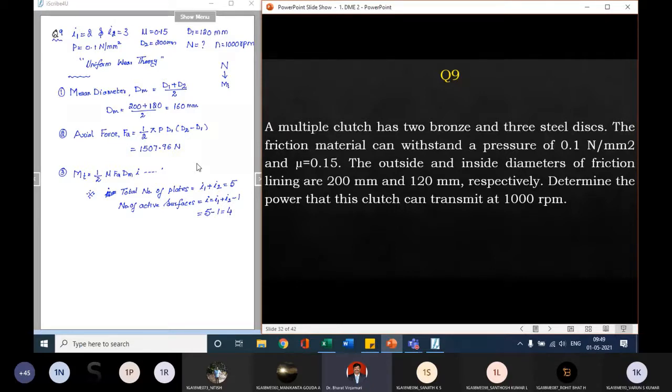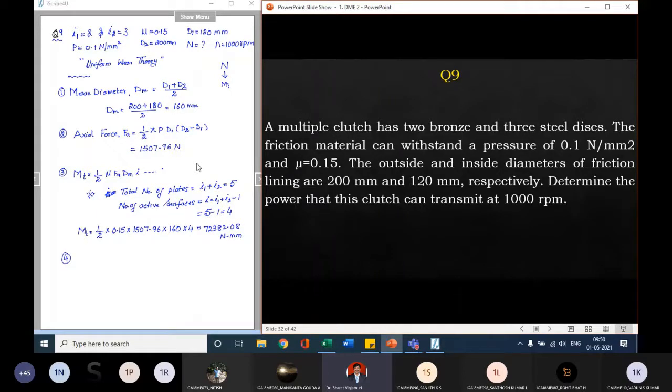Now substitute these values. MT is equal to half, what is the value of mu? 0.15 multiplied by Fa, you have got 1507.96, dm you have got 160, and i is equal to 4. How much is the value of MT? 382.08. Yes, sir. Newton meter. So you got MT also.